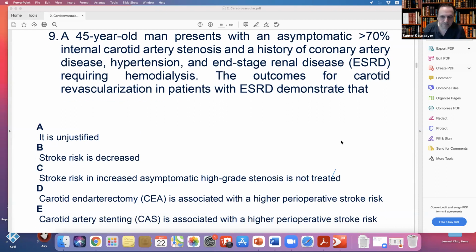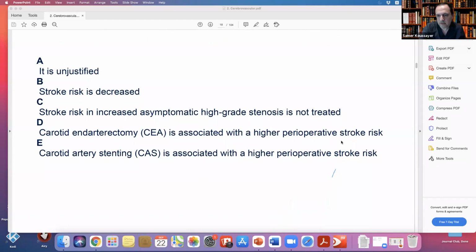Okay. Thank you. What is that here? Somebody is writing on my screen?